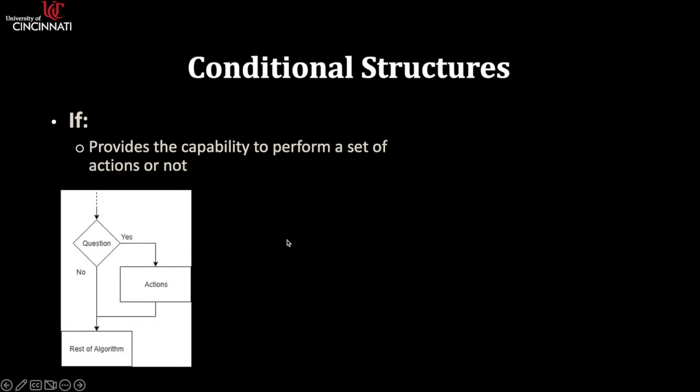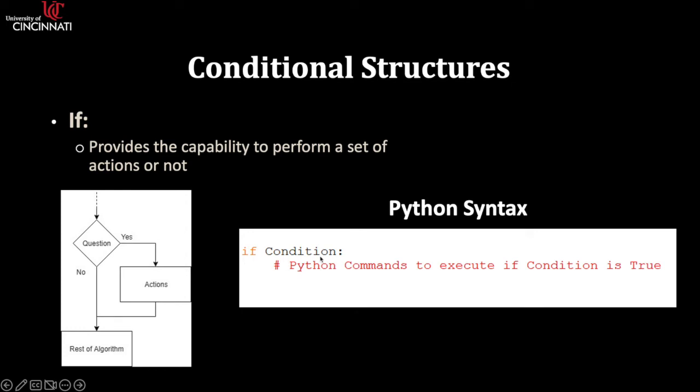So the Python syntax for this is if condition followed by a colon, and then the Python commands to execute if the condition is true. Now, something that programmers often forget is to include the colon. So it's very important that you don't forget the colon. And everything below this is indented in Python. Indentation is important in Python, and it's basically four spaces or a tab space here. And everything that's indented under the if condition will be executed if the condition is true.